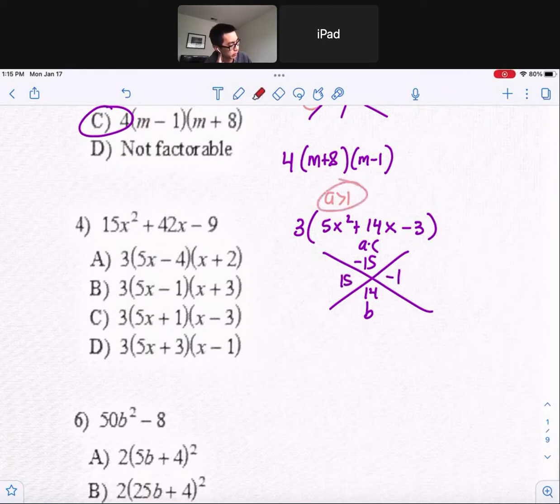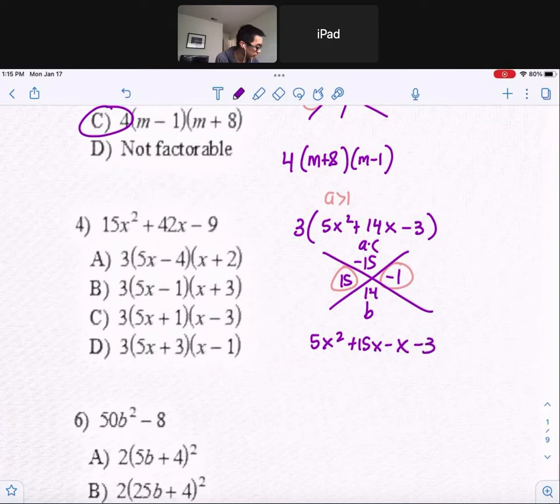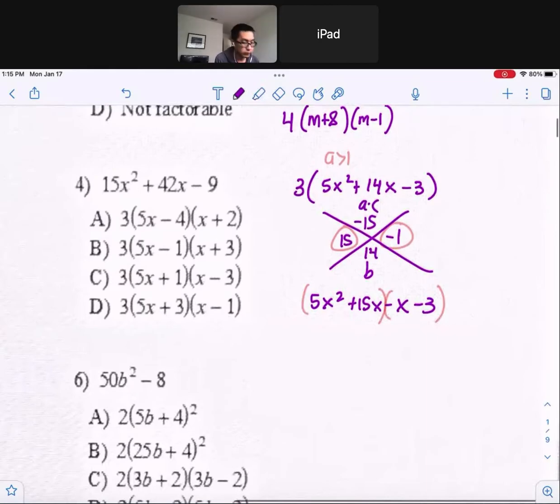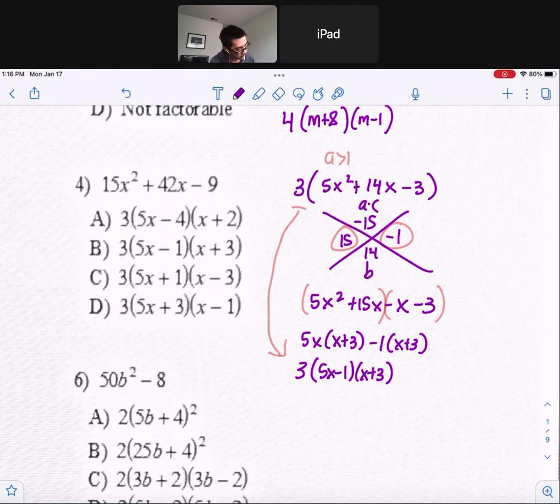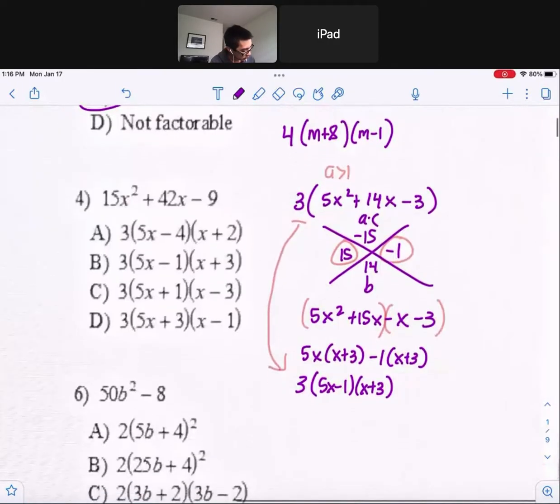But because a is greater than 1, we have to do this by grouping. So we use those two numbers as our middle terms, 15x minus x, minus 3. And then we factor. We factor out 5x to get x plus 3, and we factor out a negative 1 to get x plus 3. So drop down the 3. So you get 3 times 5x minus 1 times x plus 3. Okay, which is B.